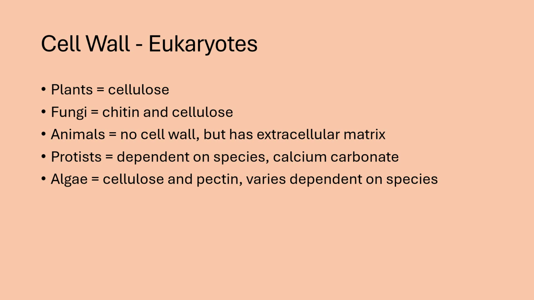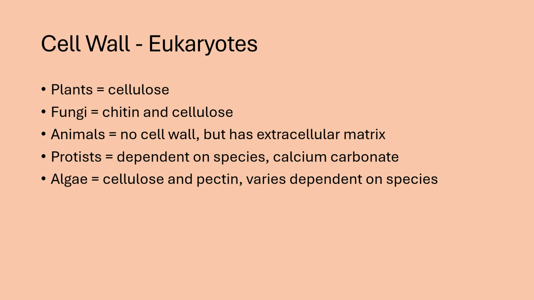So the cell wall with eukaryotes, plants, the main structural compound is going to be cellulose. Cellulose is actually the most abundant carbon compound on Earth. Fungi, it's going to be a little bit of cellulose, but mostly chitin. Chitin is what makes the hard shell, exoskeleton shell on insects, beetles, things like that. Animals do not have a cell wall, but there's an extracellular matrix, some extra gunk outside of the cell, but it's not a cell wall.